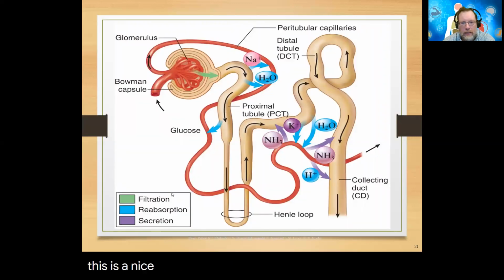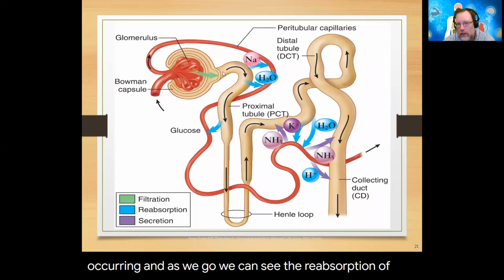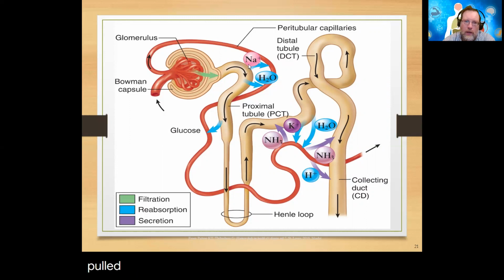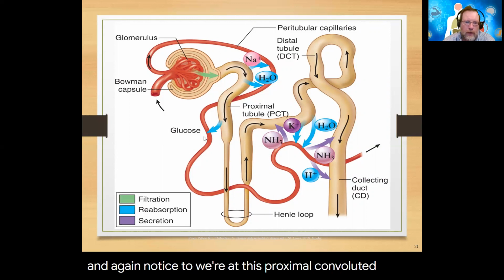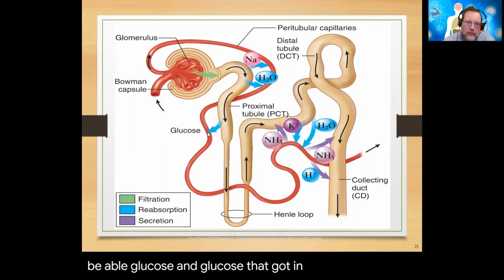So this is a nice little illustration. We can again see that afferent arteriole coming in, Bowman's capsule. We can see filtration occurring. And as we go, we can see the reabsorption of water. So we're going to reabsorb a lot of the water that got pulled into the tubular network. We're going to pull sodium. And again, notice too, we're at this proximal convoluted tubule. Any glucose that got in here, we're going to see a co-transport mechanism of sodium and glucose.